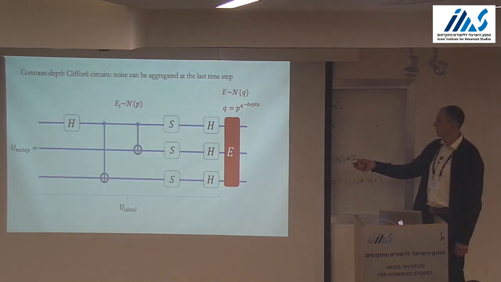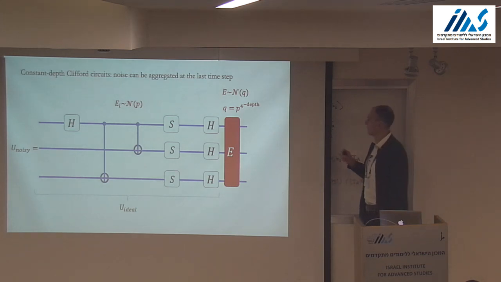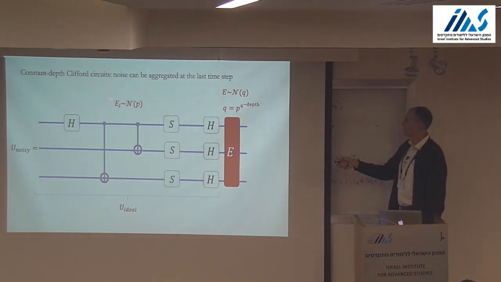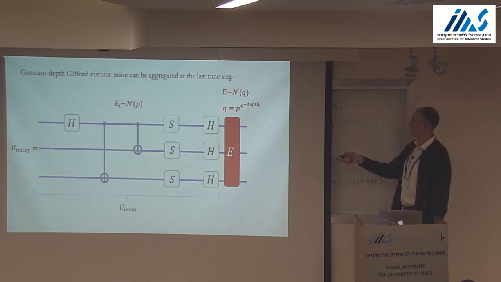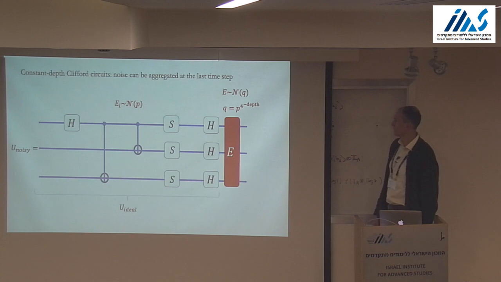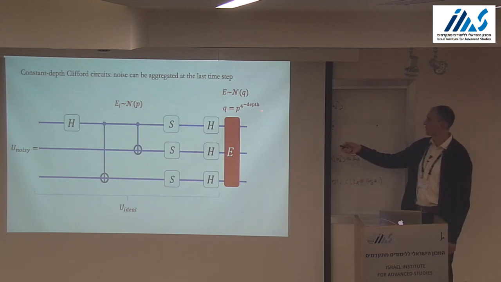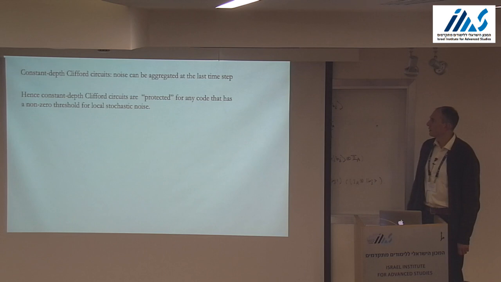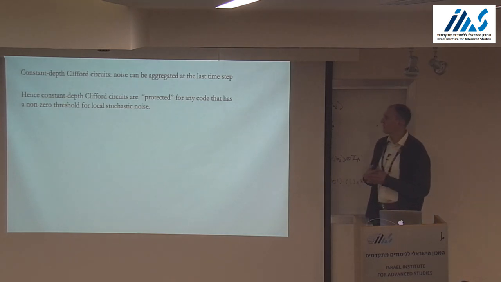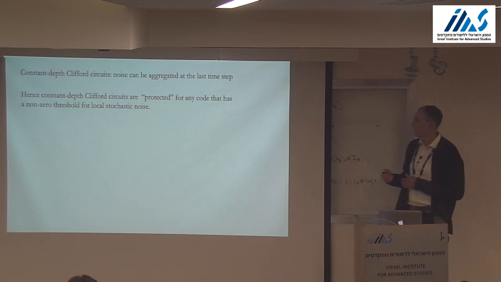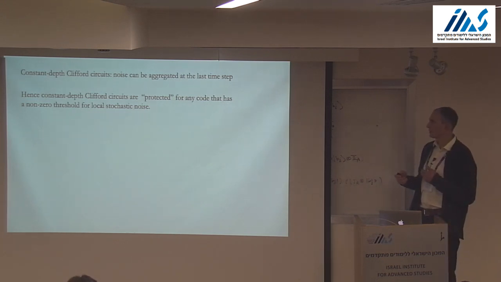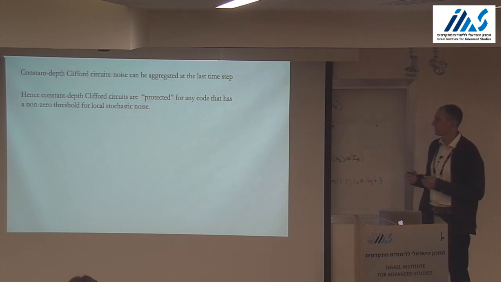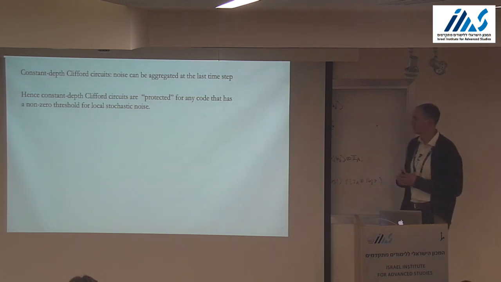Yes, so we can aggregate all errors at the very last time step at the cost of increasing the error rate a little bit. So if the initial error rate is P, then the final error rate would be this quantity. So as long as the depth of the circuit is constant, this is a constant. And so this means that constant depth Clifford circuits are protected for any code that has a non-zero error threshold for local stochastic noise. And I showed you that the surface code does have a non-zero threshold.